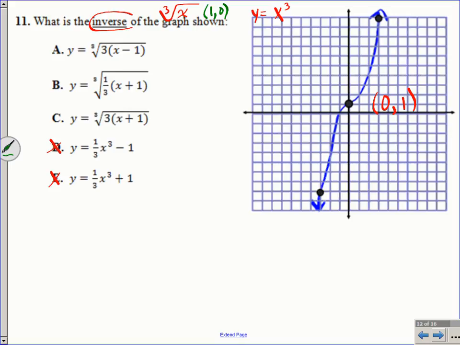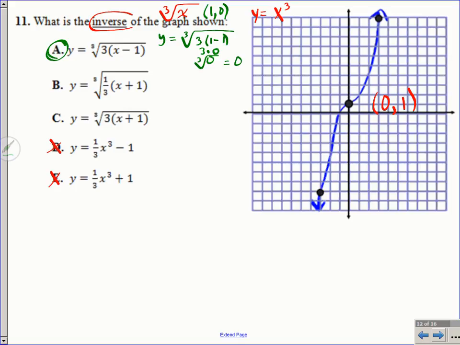So let's start with A. If I put 1 in for x, I get 1 minus 1, which is 0, times 3 is 0, and the cubic root of 0 is 0. And that gave me exactly what I needed. So that is probably an option. That is an option. It's probably our answer. But let's test the other two.